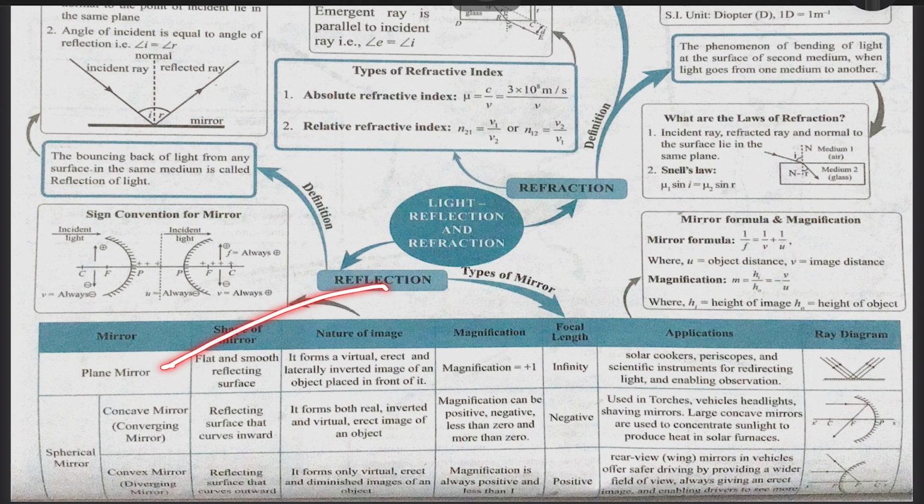Where do we observe reflection? We observe reflection in mirrors. So which are the two types of mirrors? Plane mirror and spherical mirror. Coming to the plane mirror, what is the shape? It is a flat and smooth reflecting surface.